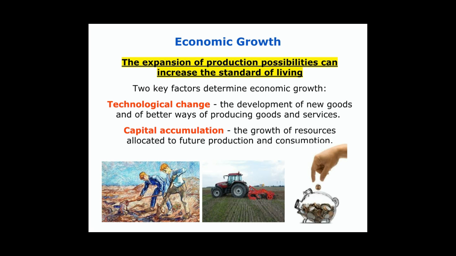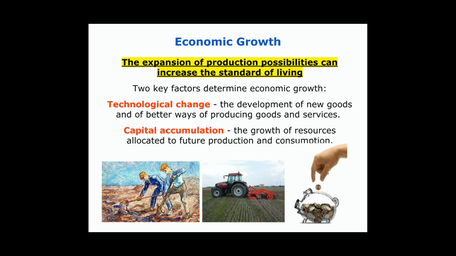One is technological change, the extent to which we can develop either brand new goods and services or better ways of producing the goods and services that we care about. And so technology enables us to do that. With the same amount of resources, we can produce more. And so that's one of the ways that we can have economic growth. The other way is capital accumulation.